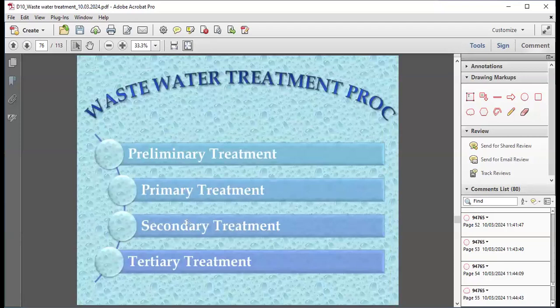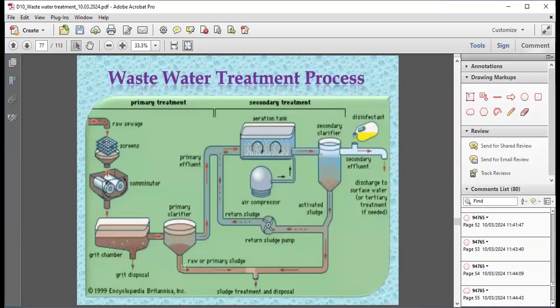Some of the topics: the preliminary treatment, you already saw this one, the primary treatment and the secondary treatment, right? This is the wastewater treatment unit. So you can study this one. I may ask, no need, I won't ask this one. But you can understand the meaning: primary treatment, secondary treatment, the flow chart.